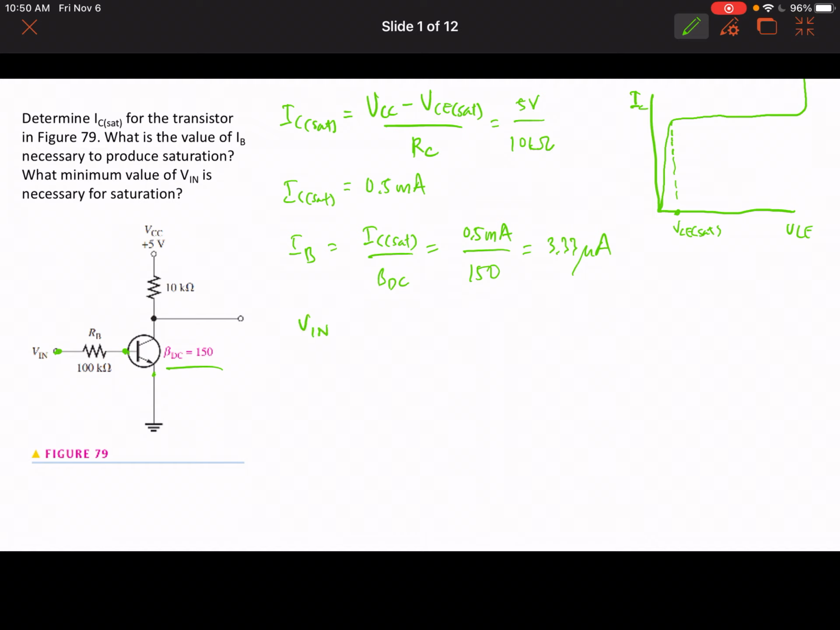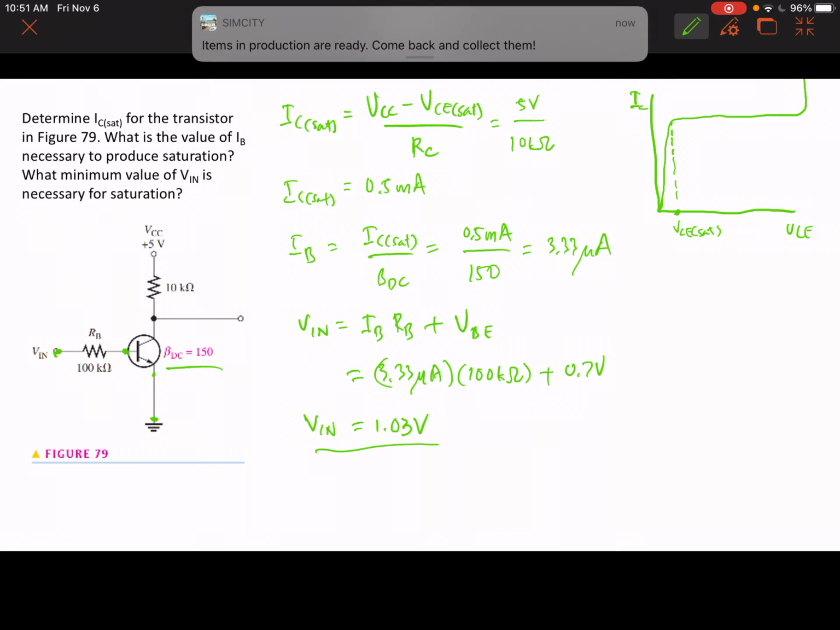What I mean is Vin is nothing but the base current that we have already solved times RB, and the VBE. So this is the input voltage with respect to ground. That's 3.33 microamperes times 100 kilohms plus VBE of 0.7 volts. So this gives us a minimum input voltage of 1.03 volts.